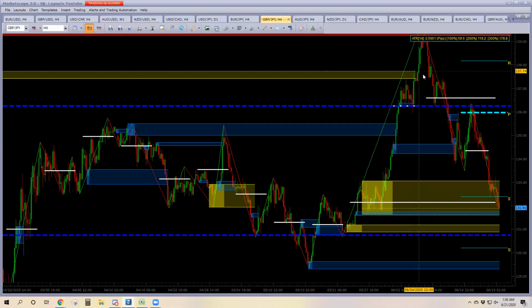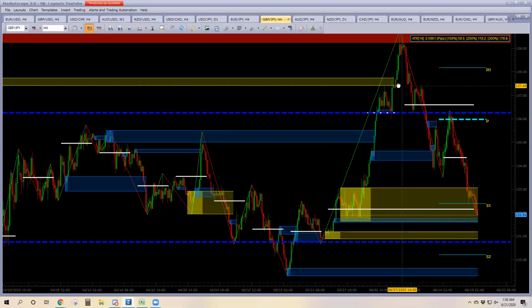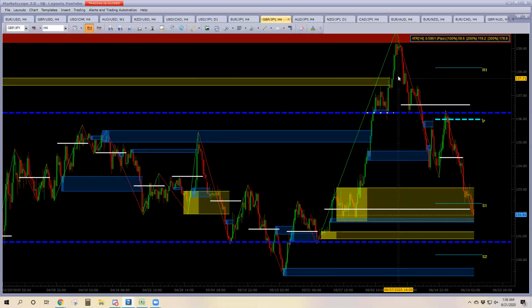That level got taken out. That was a complete out. I can't remember if I actually ended up taking that one, honestly I can't remember that level. But even if I did, that would have been a complete stop out for me.